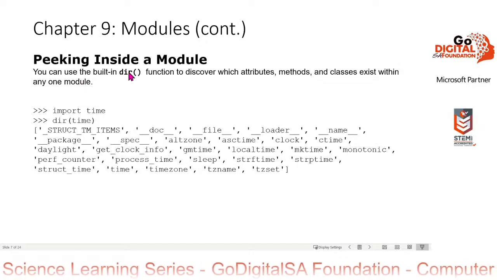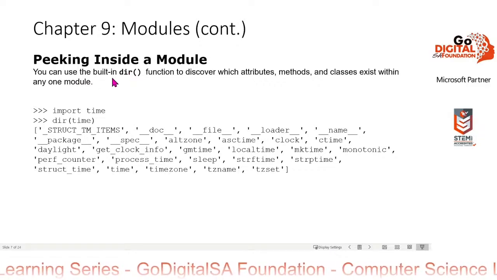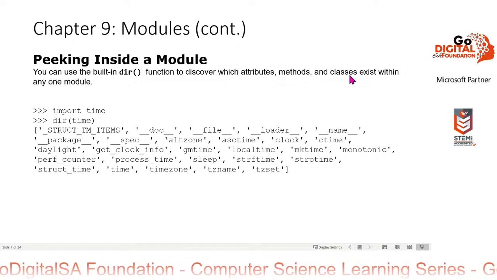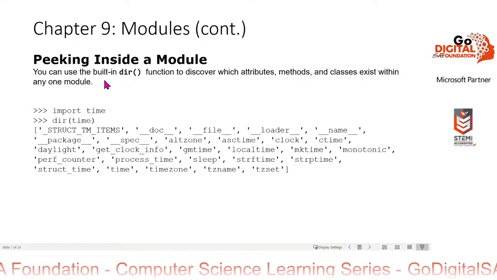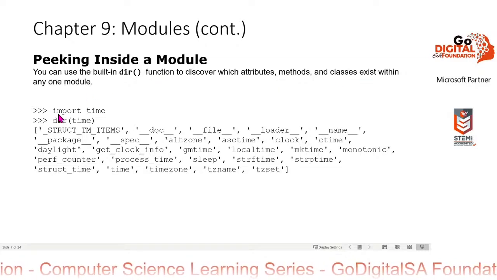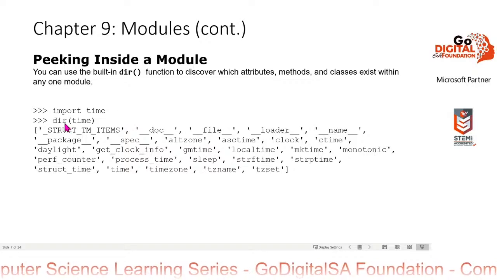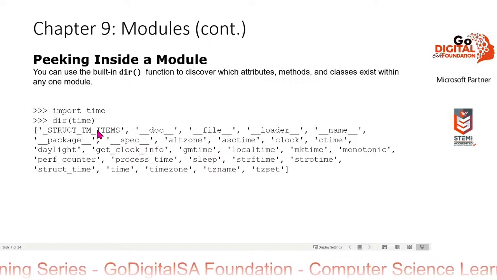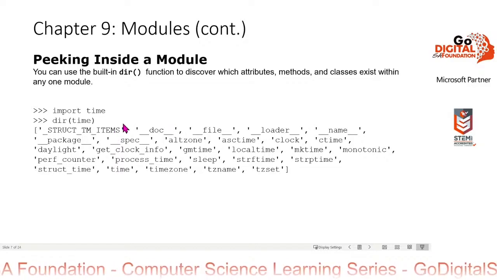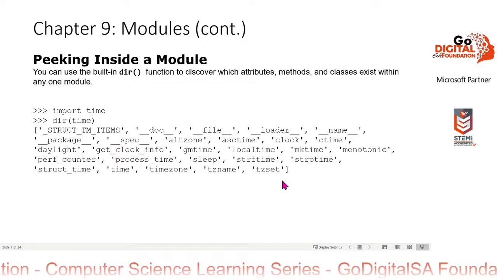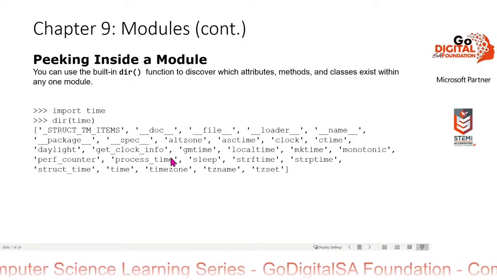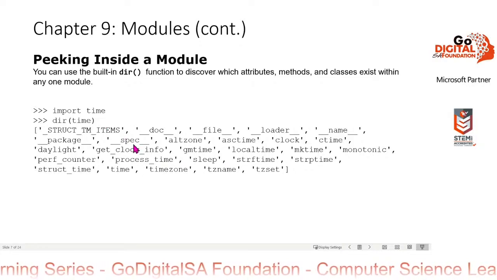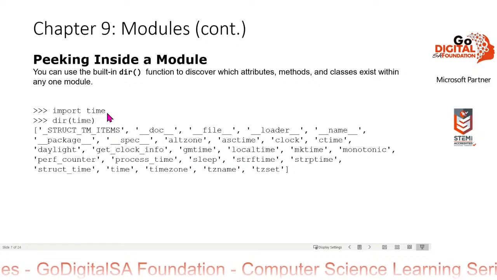Peeking inside a module, you can use the built-in dir function to discover which attributes, methods, and classes exist within any one module. Okay, so if we import time, and then we do a dir(time), we get this, and you see the square brackets, and then strings separated by commas and ends with square brackets, so this is a list. So this is a list of all the methods and attributes inside the time module.